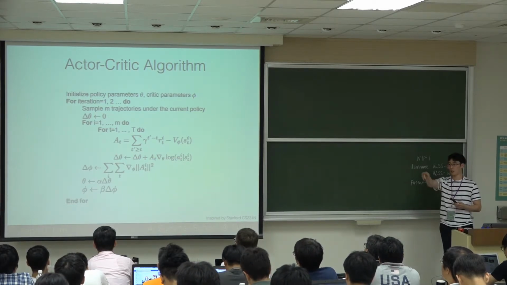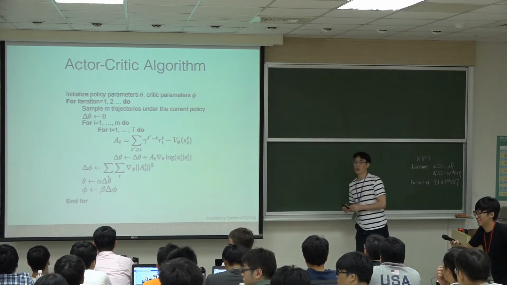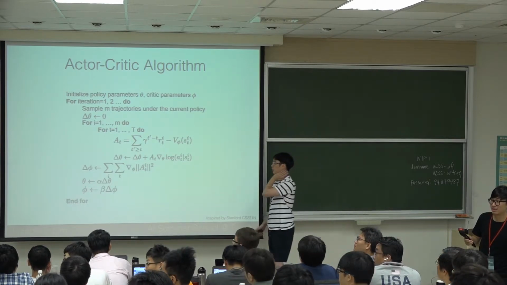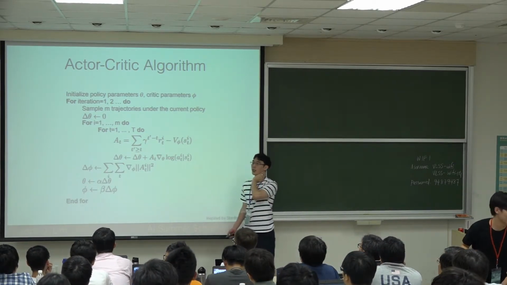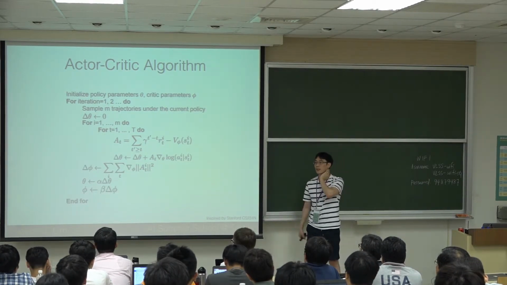Any question about the critic model? Yes? I cannot hear you well, actually. Okay, so in the algorithm, there is alpha and beta. Yes, it's a parameter. It's like a learning rate.